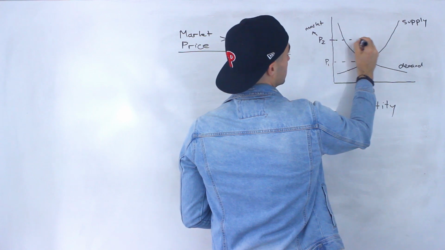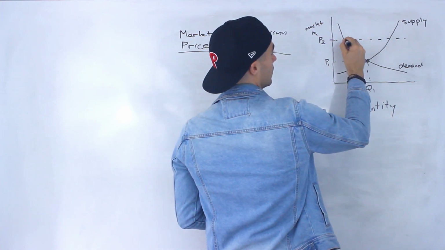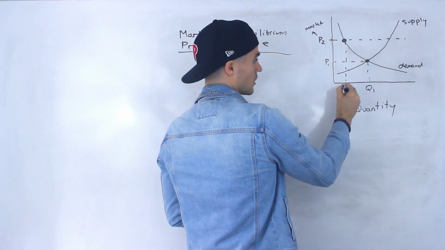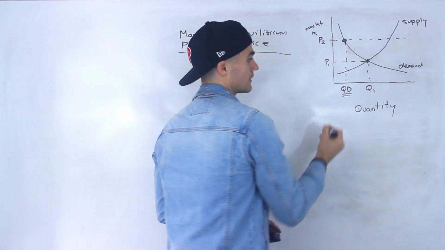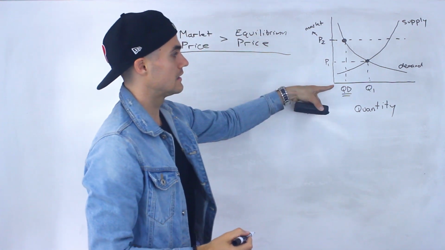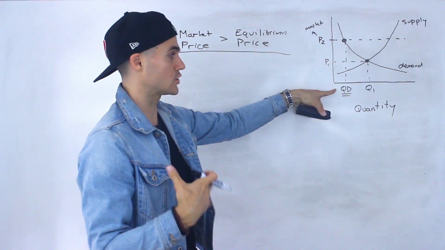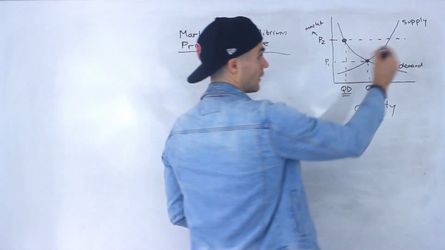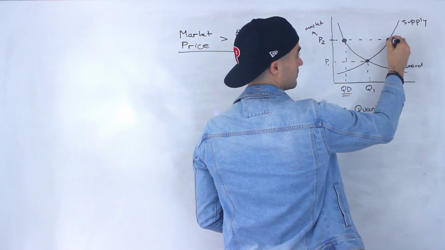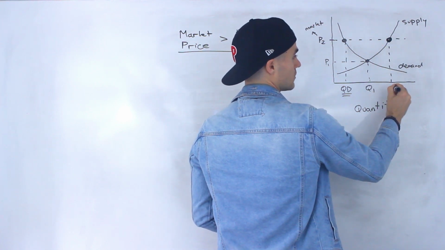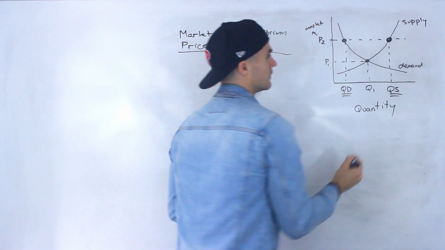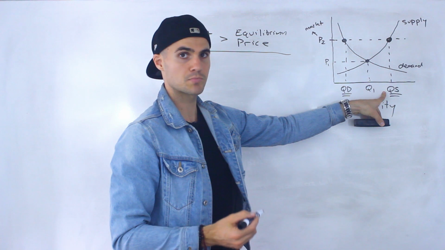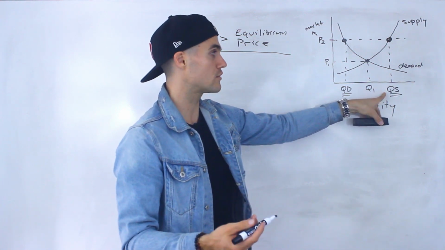At this price here, we could draw a horizontal line. If we draw a line down, this is going to be the quantity demanded. At this price, this is the quantity that consumers are willing to buy or consume of this good or service. And then on the supply side, it's going to be this point here. This is going to be the quantity supplied. At this price, this is how much producers are willing to make of the product.